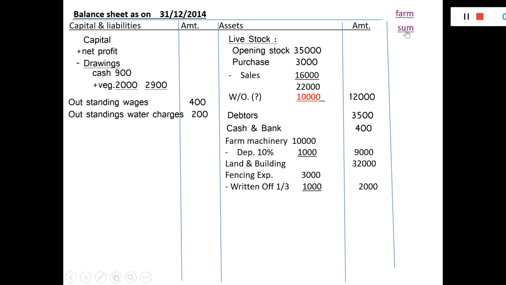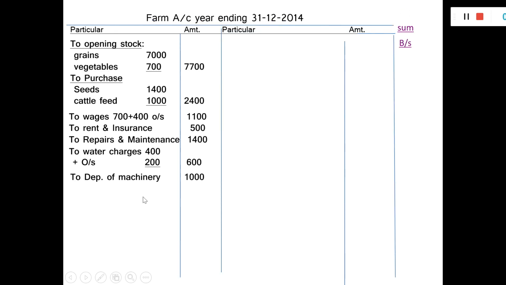Go to the sum. So second effect will be given for the return of amount rupees 1000 in the debit side of the farm account. Return of amount, fencing expenses 1000. Go to the sum again.